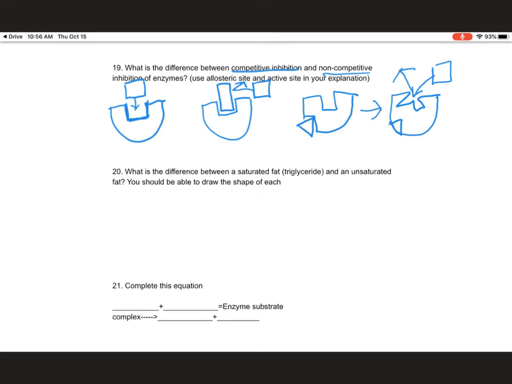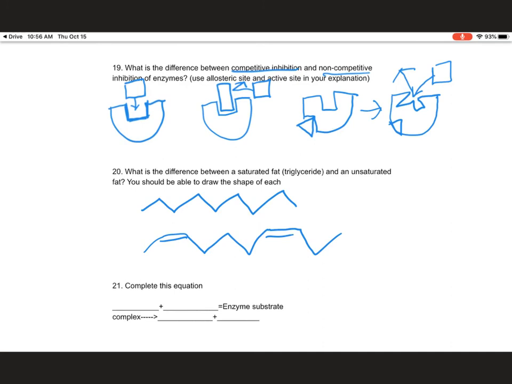A saturated fat versus an unsaturated fat. So a saturated fatty acid is going to be shaped like this, basically, and it's going to have every carbon bonded to the maximum number of hydrogens, only single bonds in there. An unsaturated fat is going to have some double bonds in there, which form sort of kinks and bends in the chain.